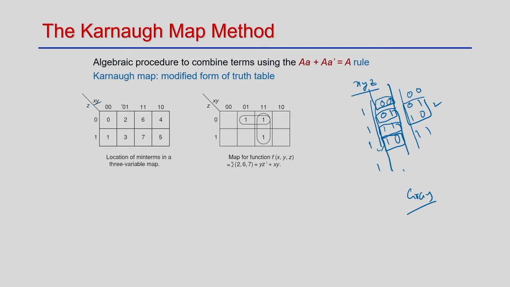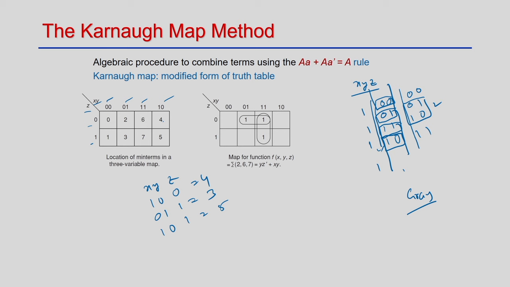You see here for xy, the values are 0 0, 0 1, 1 1 and 1 0. So the values are chosen in such a way that two consecutive numbers differ by a single bit. Similarly, for z, you have 0 and 1. Each location now represents a min term, corresponding to the value of x, y, z. For example, for this location, x, y is 1 0 and z is 0, so it is 4. For this one, x, y is 0 1 and z is 1, so it is 3. For this one, x, y is 1 0 and z is 1, so it is 5.